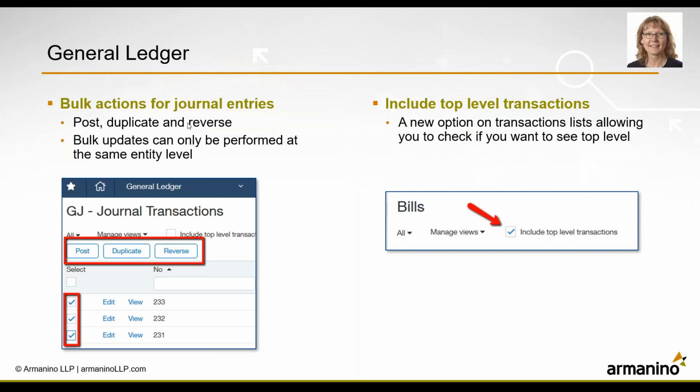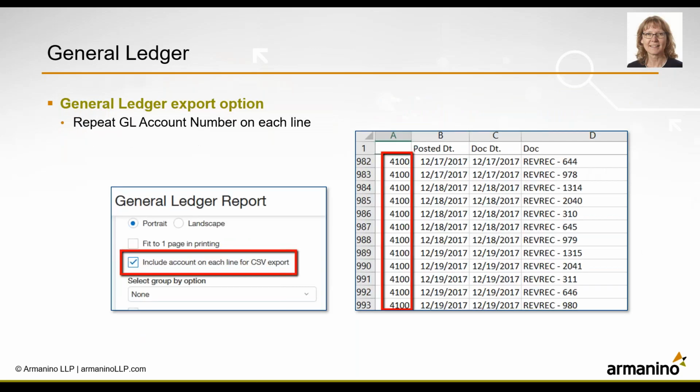Another nice new feature is the ability to include or not include top-level transactions when you are within an entity. So when you start looking at the lists in Intacct, bills, receipts, different areas of Intacct, you see a little checkbox, include top-level transactions. By default, that is not checked. So when you slide in and look at your bills list, you're only seeing bills that have been entered in the entity, and you now have the choice as to whether or not you want to include those that are at the top level. So a couple of nice new features in this release related to the General Ledger.